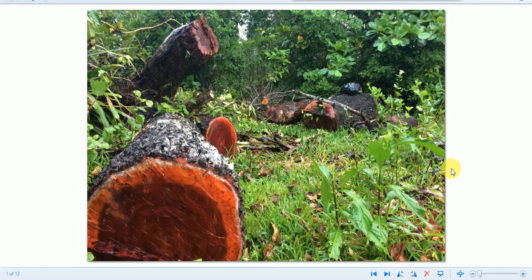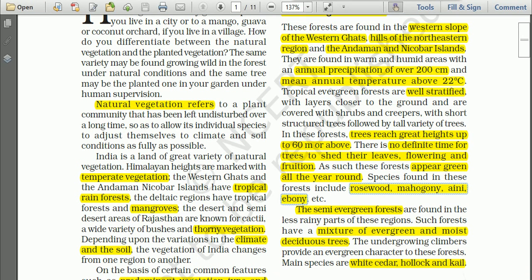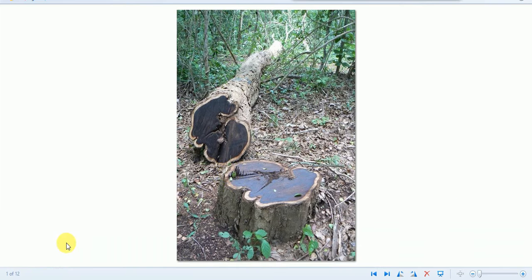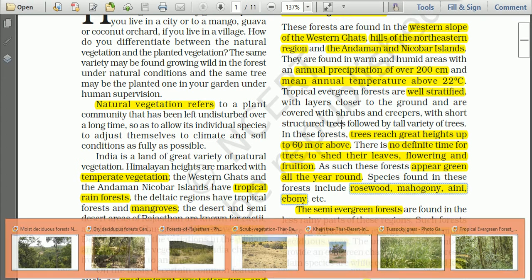This is a photograph showing rosewood. See the color of the tree trunk, it is pink, and it also smells like a rose, and hence the name rosewood is given. This is a hardwood timber. And we have this ebony. See the color, it is totally black, hardwood timber.